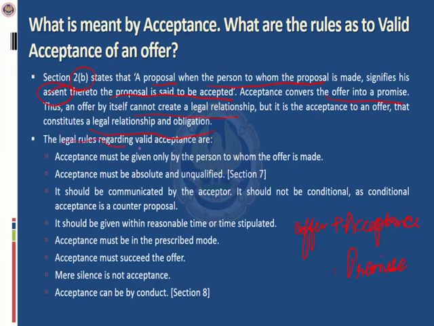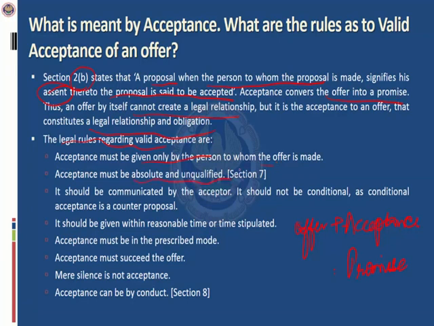Now, the legal rules regarding valid acceptance. It must be given only by the person to whom the offer is made. Say, for example, if an offer has come to me, the reply or the acceptance should only come from me. I cannot make some third party, who is not a party to that contract, reply on my behalf.